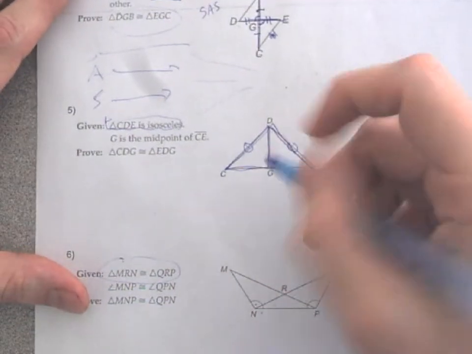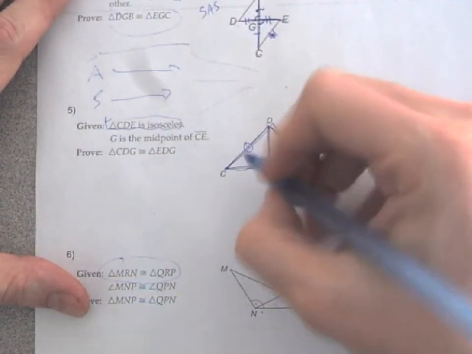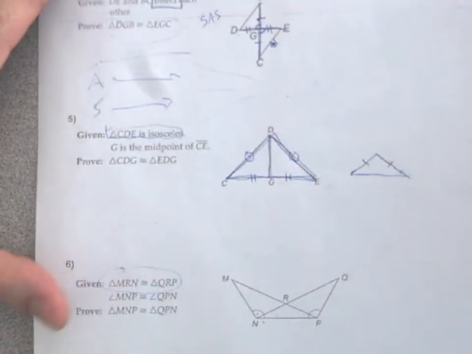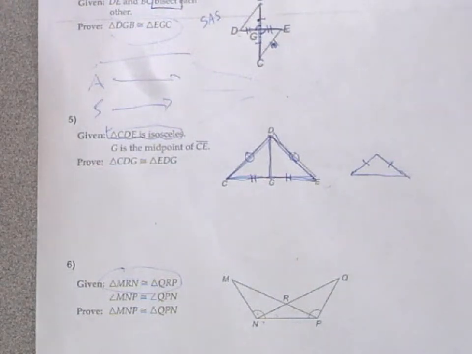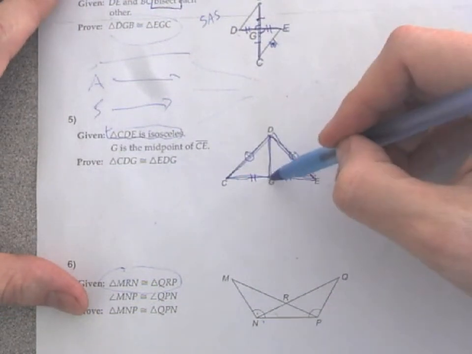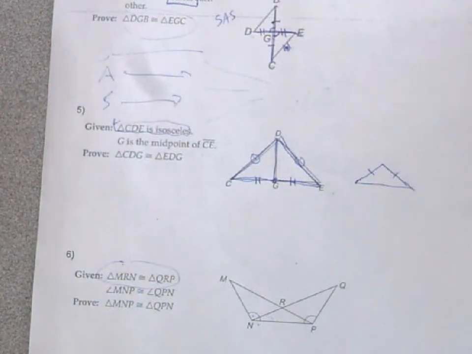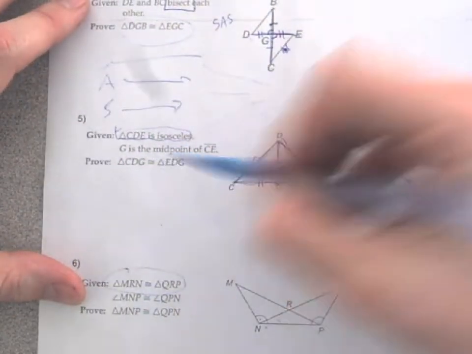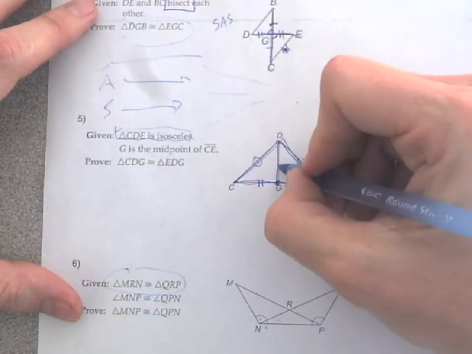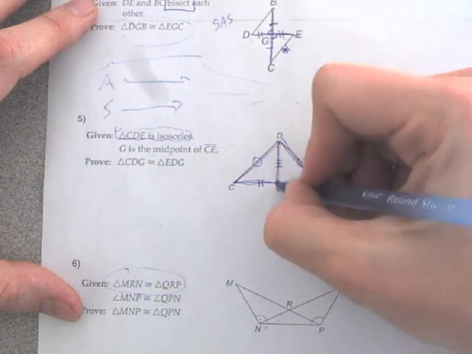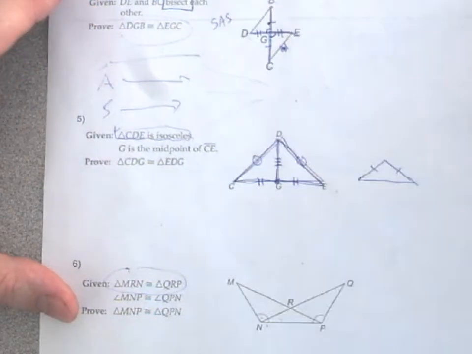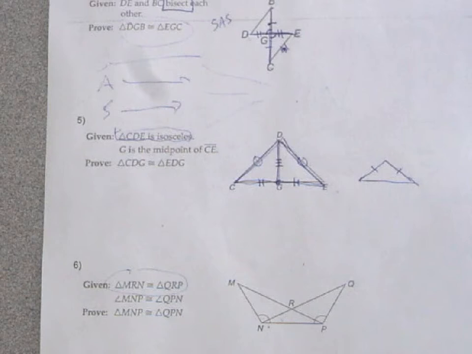You also have that G is the midpoint of CE, which means that these two are congruent by definition of midpoint. Remember that midpoint is a point that cuts a segment into two congruent segments. So definition of midpoint will get you there. And then the last one is reflexive property. DG is part of both triangles, so DG is congruent to DG.